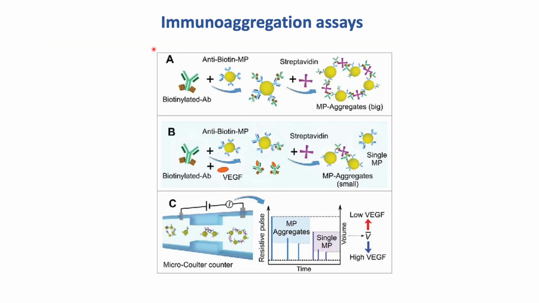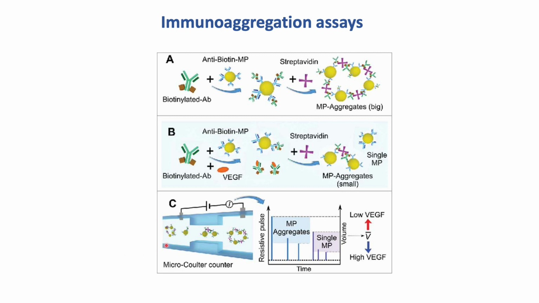For example, in the absence of an analyte, that is the macromolecular biomarker, these biotinylated antibodies and streptavidin-coated beads form big macroparticle aggregates. While let's consider the presence of an analyte like VEGF, which is a protein involved in angiogenesis, that is blood vessel formation, and it's detected mostly in cancers. So, in this case, VEGF binds to the biotinylated antibody, and the microparticle aggregates are formed only between the unbound antibodies and streptavidin beads, and hence small aggregates are detected.